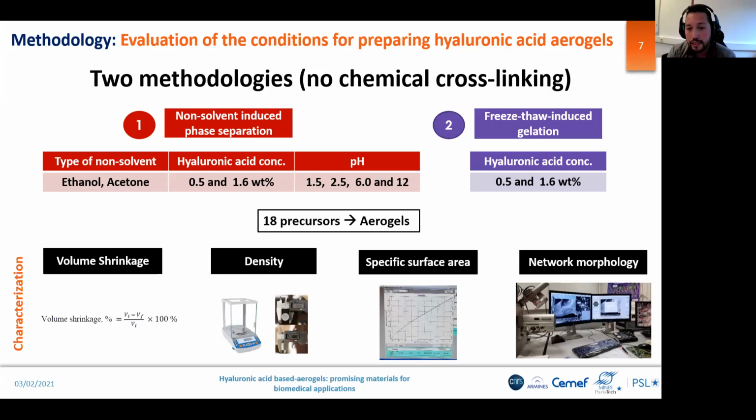To characterize the material, we use the volume shrinkage, the density, the surface area, and the evaluation of the network morphology by CEMEF. This is also the order of the presentation of the results in this presentation. Let's talk in more detail about each one of the methodologies.